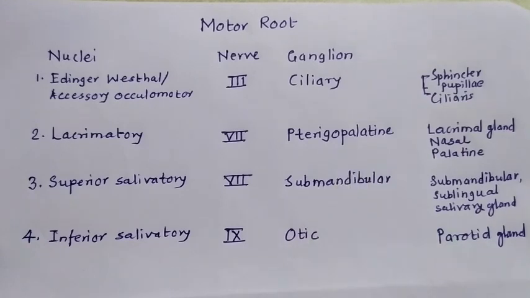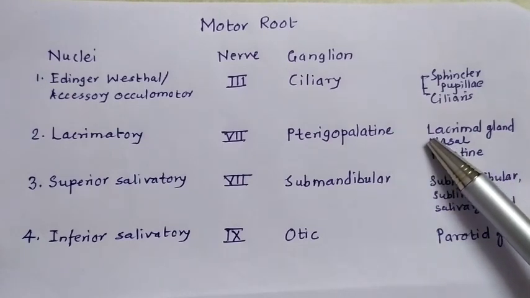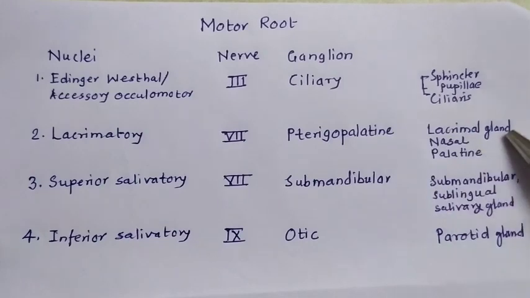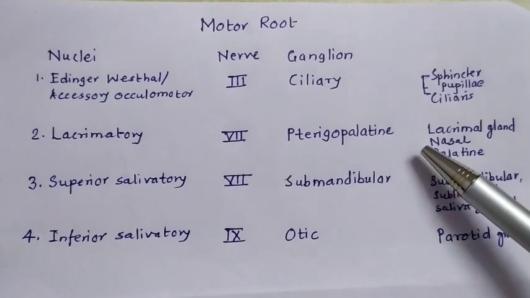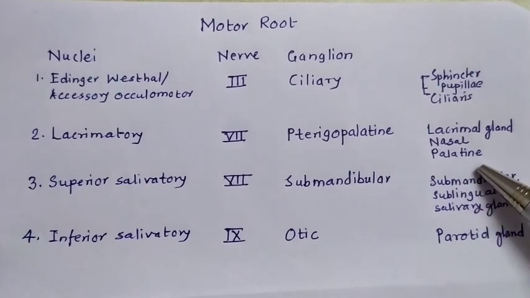The postganglionic fibers are carried by various branches of the maxillary nerve, the zygomatic nerve, then by the zygomaticotemporal nerve. The fibers are given to the lacrimal nerve, and they supply the lacrimal gland which produces tears. Some branches of the maxillary nerve carry these fibers to the nasal glands and the palatine glands.